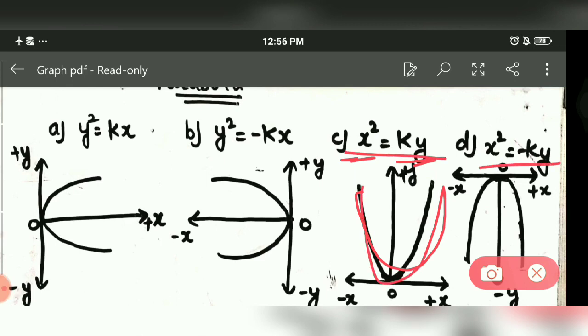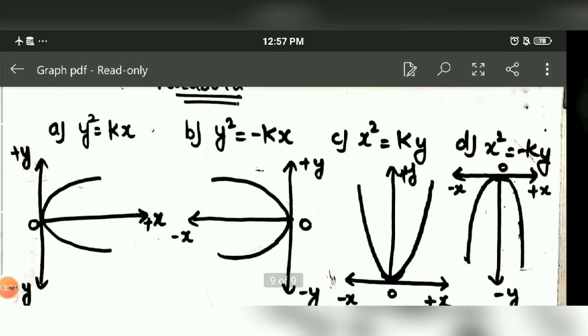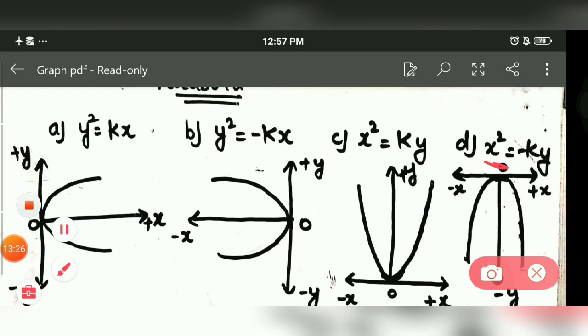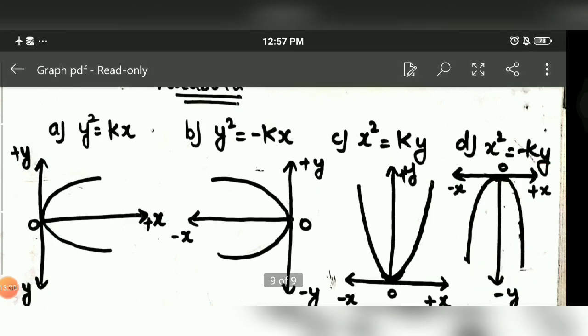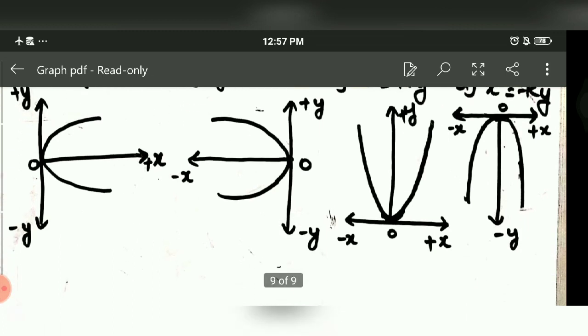There are different cases too. The parabolas which do not pass through the origin are different cases with different equations having some values. And this one, x square equals minus ky, is a downward parabola. So I'm sending you a PDF along with this. From that you can try the graphs, or you can see the graphs of other equations for hyperbola, for ellipse and so on.